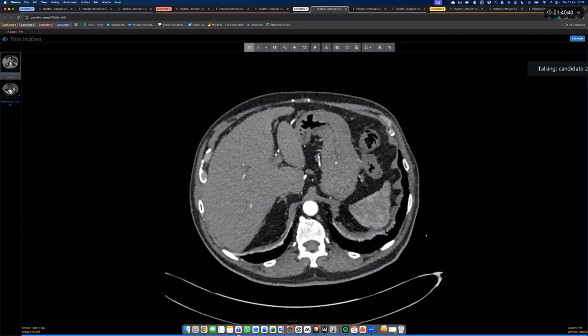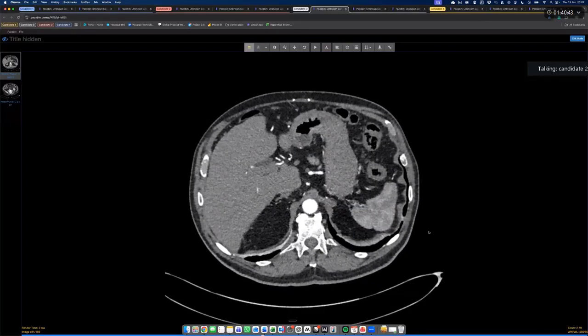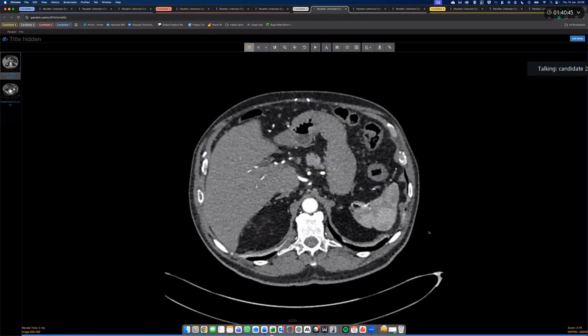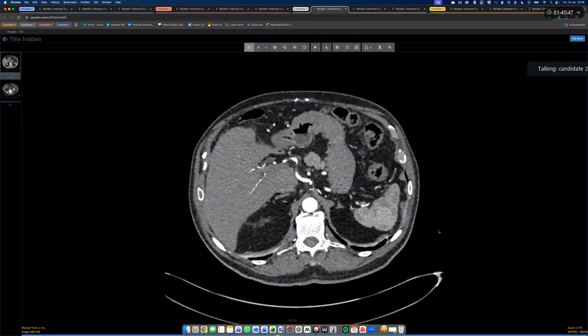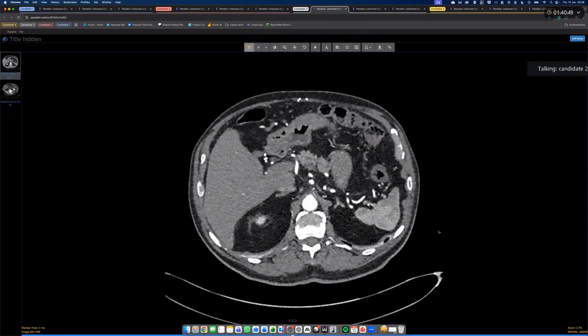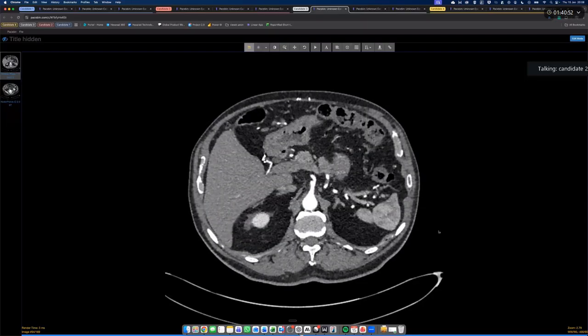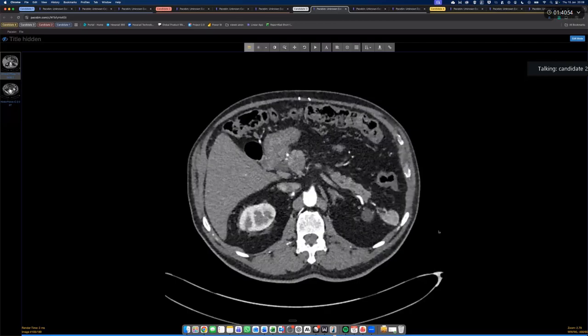I can appreciate the imaging is done in angiographic phase. The liver parenchyma is not significantly enhancing. I'm trying to focus on the pancreatic parenchyma, where I could appreciate the pancreatic duct is mildly prominent.